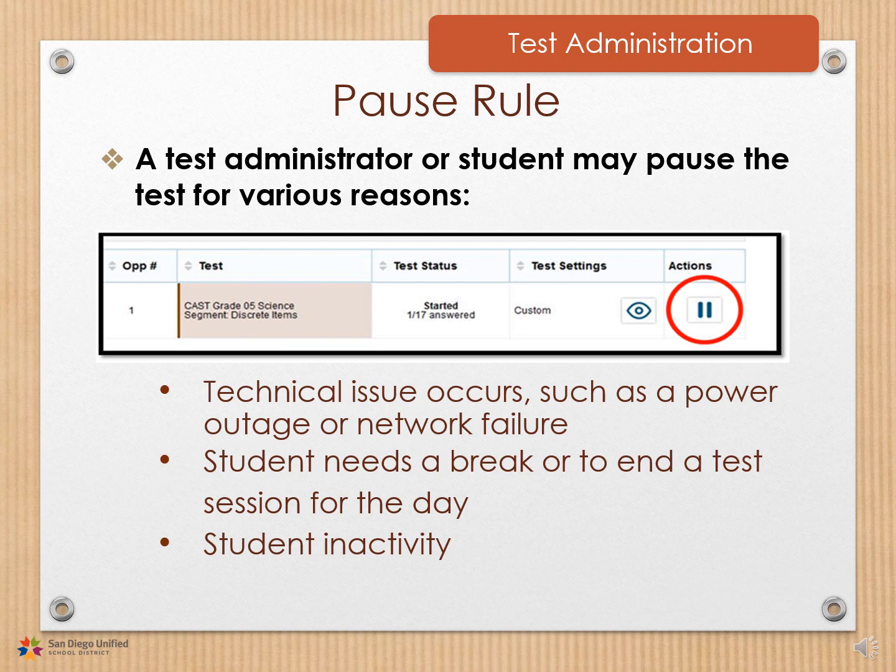A test administrator or student may pause the test for various reasons. Here are some examples. Technical issues such as power outages or network failure. The student may need a break or to end a test session for the day, or student inactivity.